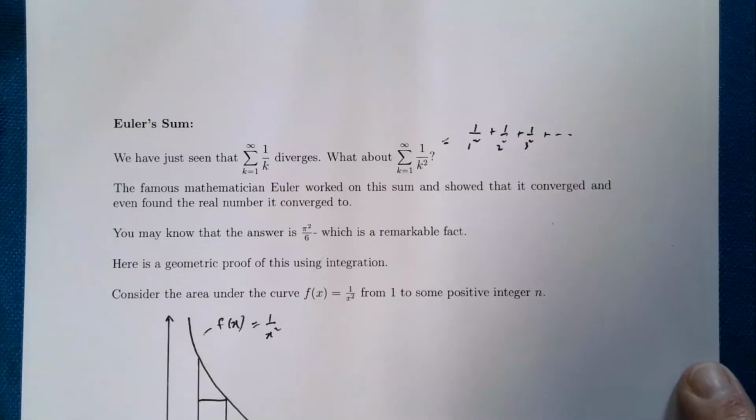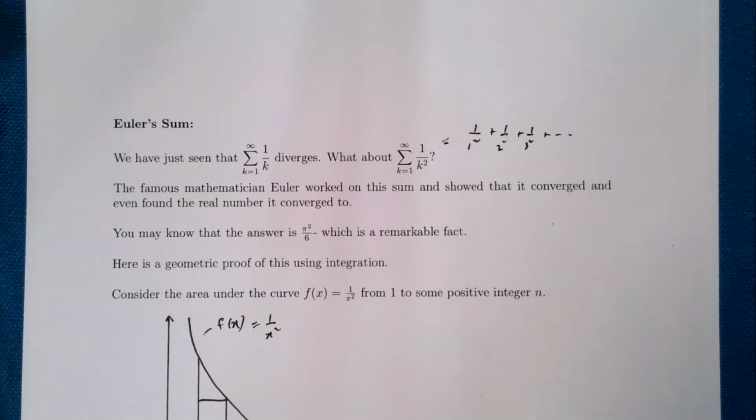Does this sum converge? Well, people knew this converged, but nobody knew quite what it converged to until Euler came along. That famous mathematician Leonhard Euler worked on this sum, in fact, when he was a relatively young university student, and he showed that it converged. And he even found the real number it converged to.